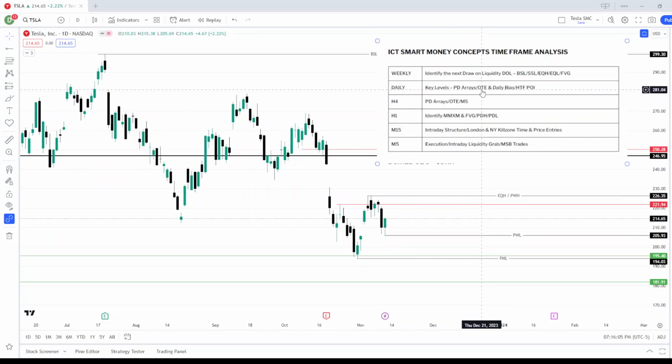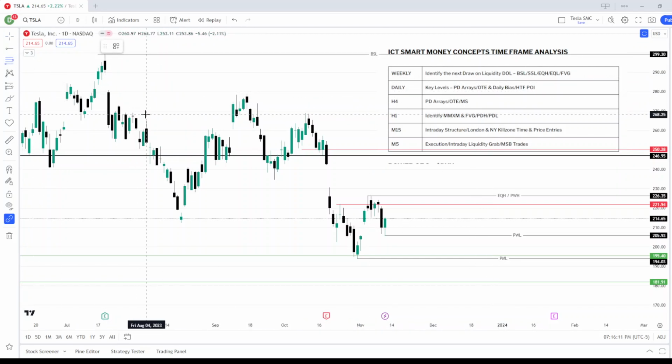We also want to look at the most recent optimal trade entry. Okay, and for those of you who don't know, optimal trade entry is a return from a swing high to an internal swing low, and then back to the 70.5% retracement level. So the most recent, well, first off, I want to look at this one.